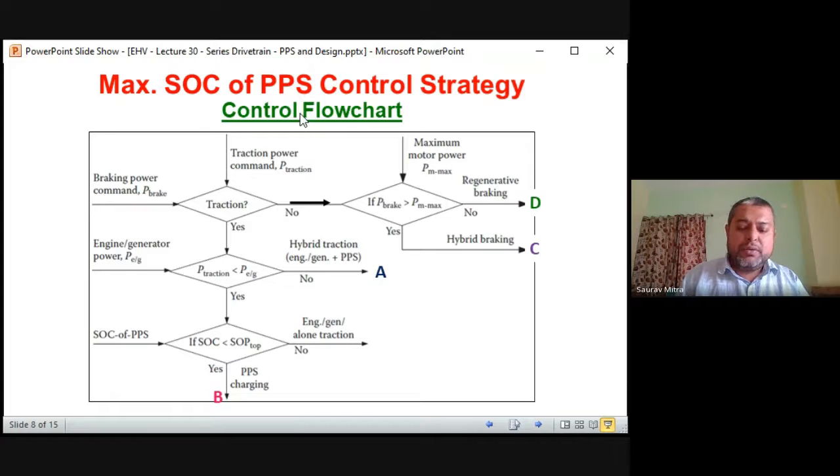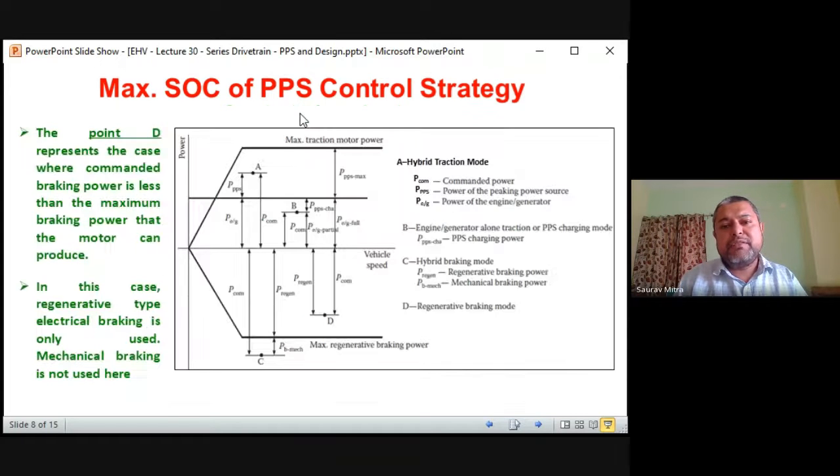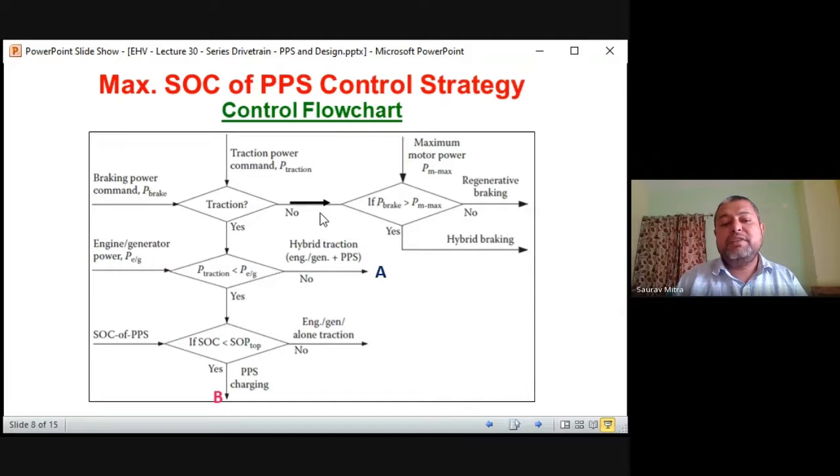This flow chart with respect to this diagram, whatever we have seen here, all this you have to explain for a 10 mark question. And there's a very important question. This is a very important design also for the vehicle. That is, what is the maximum SOC of PPS control strategy? So you have to explain all this ABCD, and maybe in very short you have to draw that diagram also.